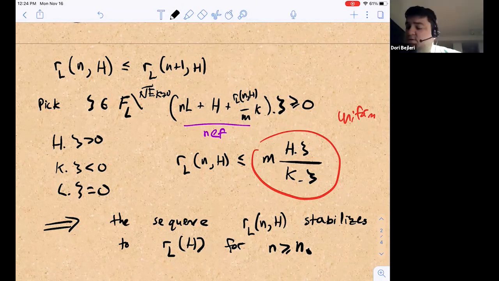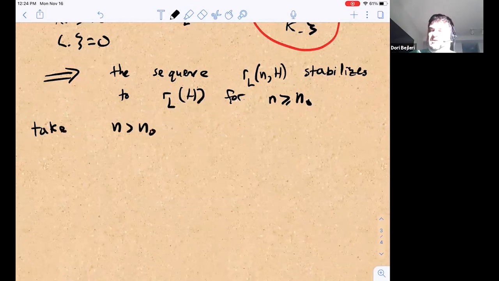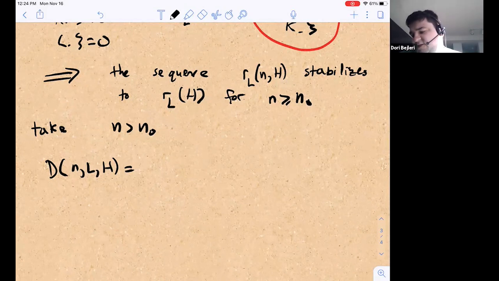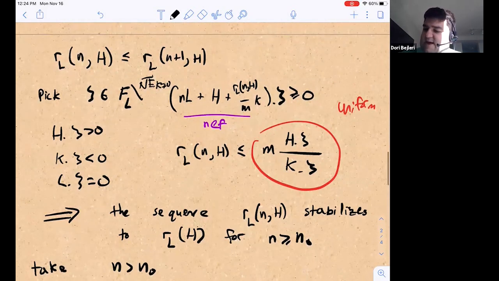So what does this buy us? So now let's look at n strictly above this stabilization number. Then if we consider these divisors, D_n(L, H), so let's clear the denominators, this M. So these are Cartier divisors. So we'll do M times n L plus M H plus this integral threshold R_L times K. So it's just exactly these divisors here, but we've cleared the M in the denominator.